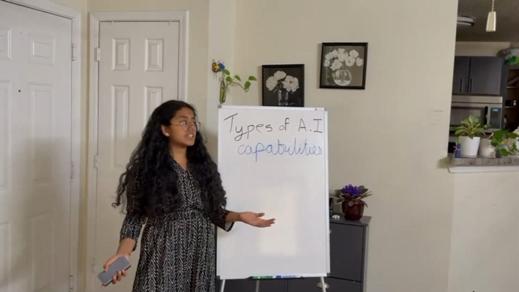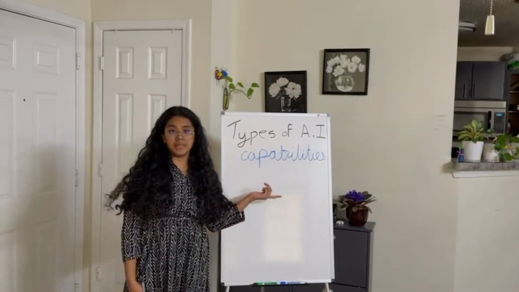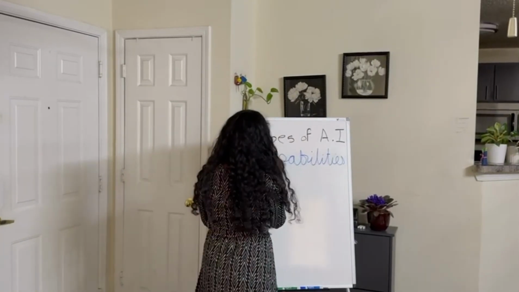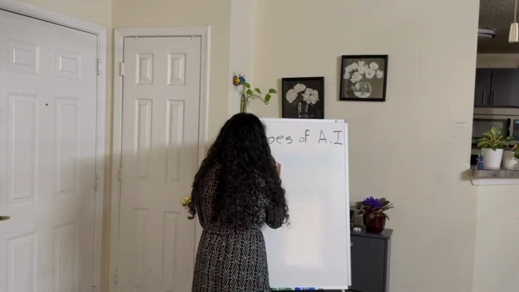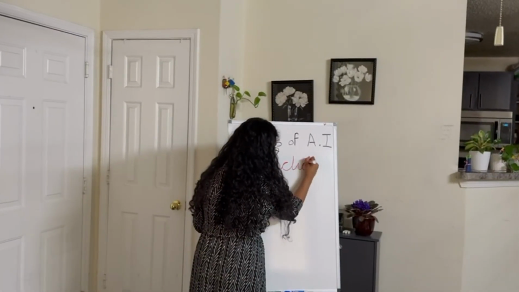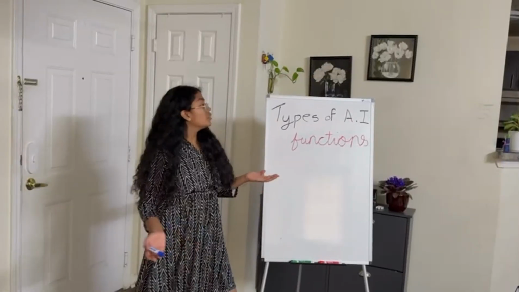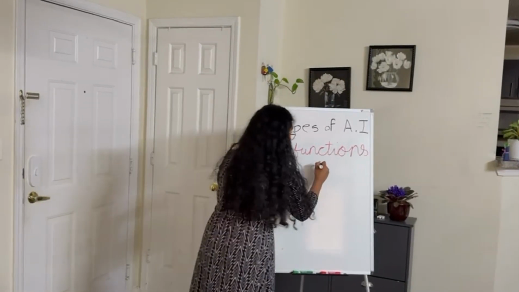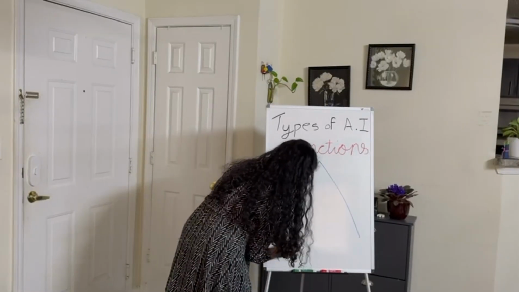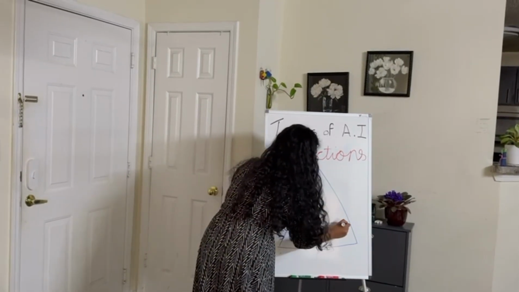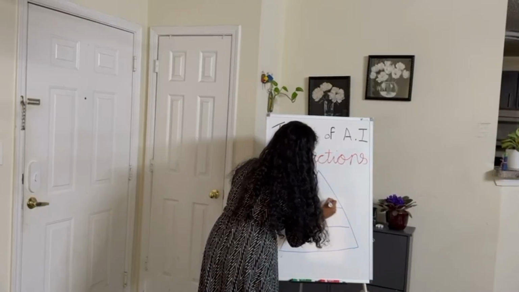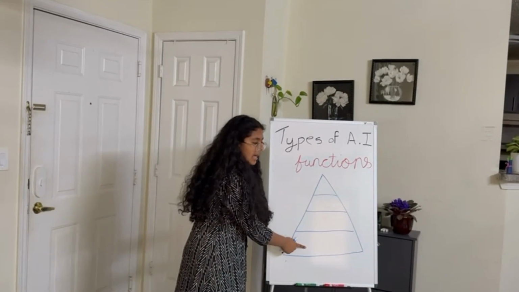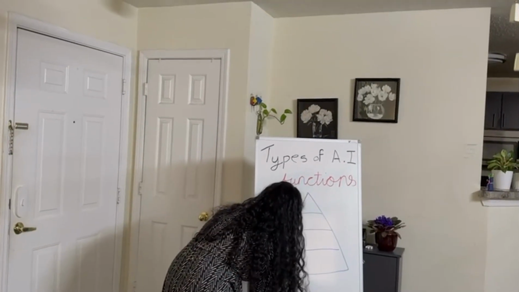Now that we've finished discussing how AI can be categorized based on capabilities, we're going to categorize them based on how they function. So to understand how we can categorize AI based on functions, I'm going to draw a simple pyramid. The idea of this pyramid is to show that the functions kind of build on top of each other. One thing depends on the other. So the most basic type of AI are reactive machines.